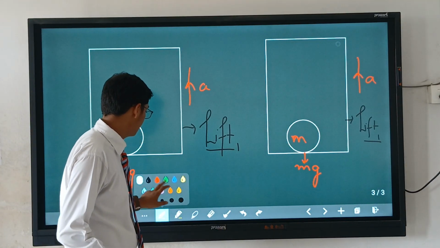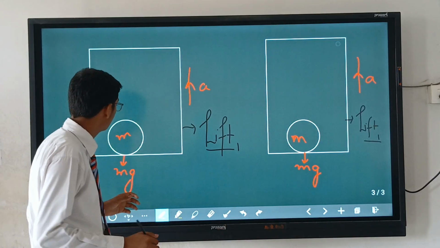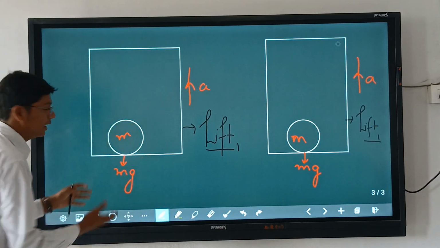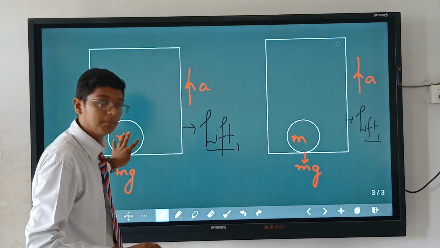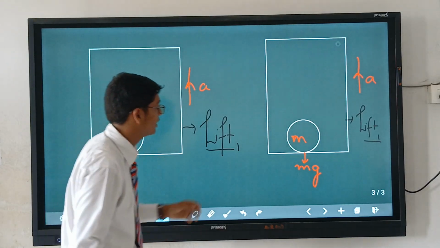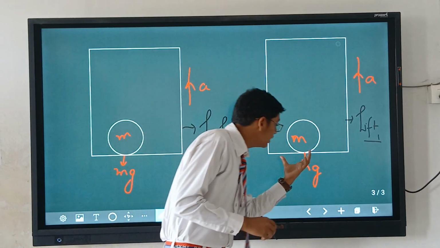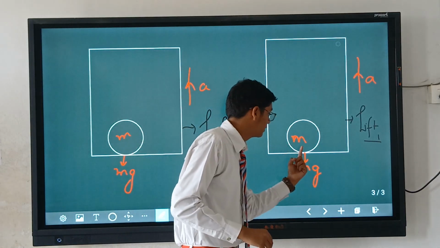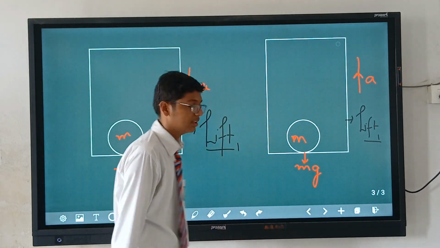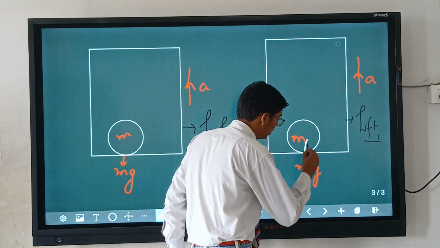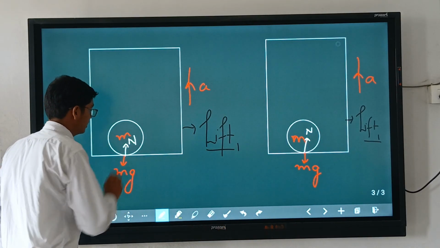There will also be a normal reaction force opposing this mg, because the block is in equilibrium, meaning it is at rest, in a stable condition. By Newton's third law, an equal force of the same nature is present here, opposing this mg in the upward direction to let the block be stable. I am denoting this force as N, and the same for this one as well.